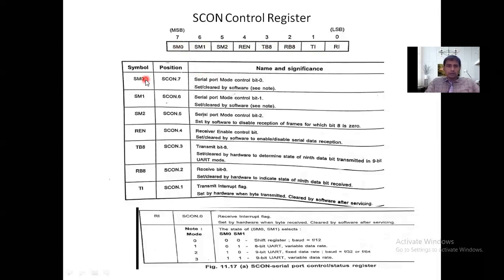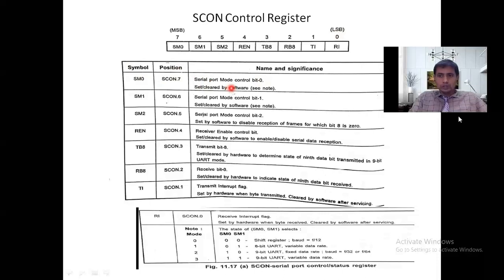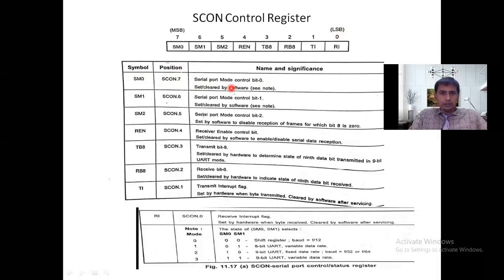Let us see SM0 first. SM0 is the SCON register's 7th bit, because bits are numbered 0 to 7. That's why it is SCON.7. S is serial port, M is mode, and it is a type of control bit. So it is serial port mode control bit 0. This bit is set or cleared by software. With the help of a program, we can either set or reset this particular bit.